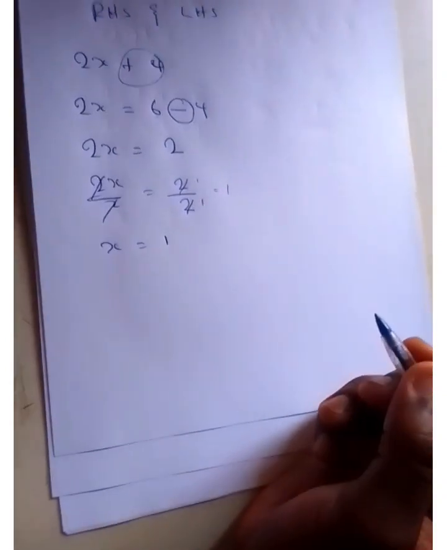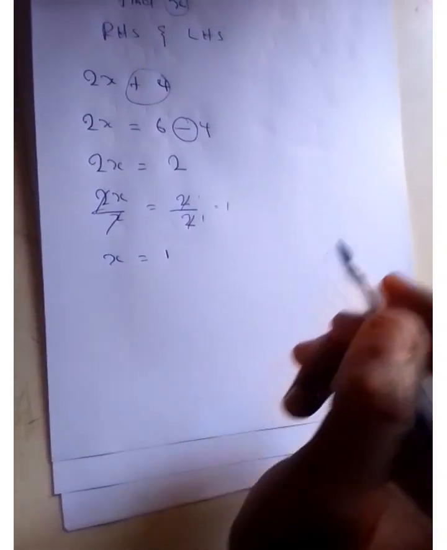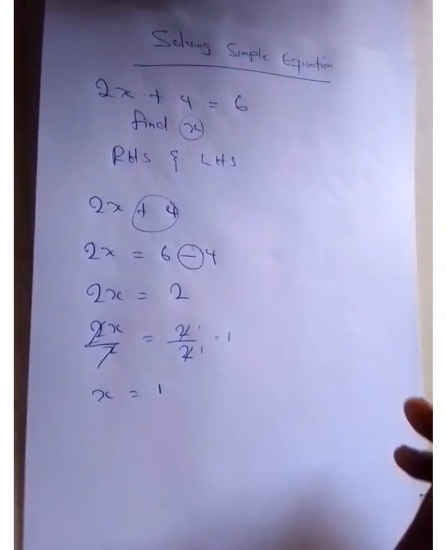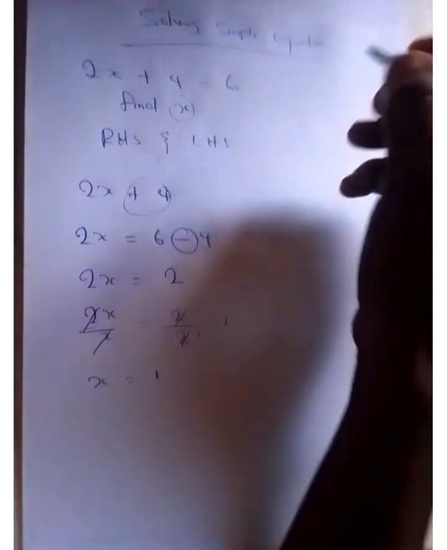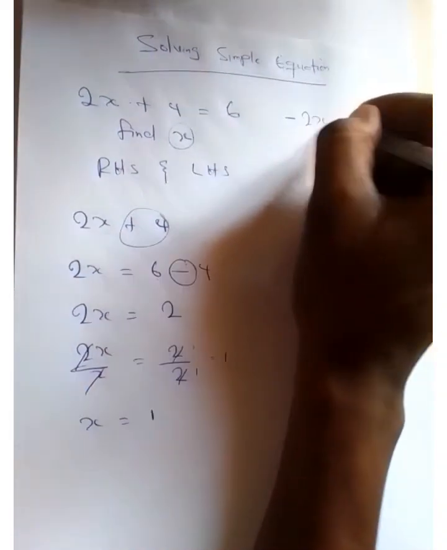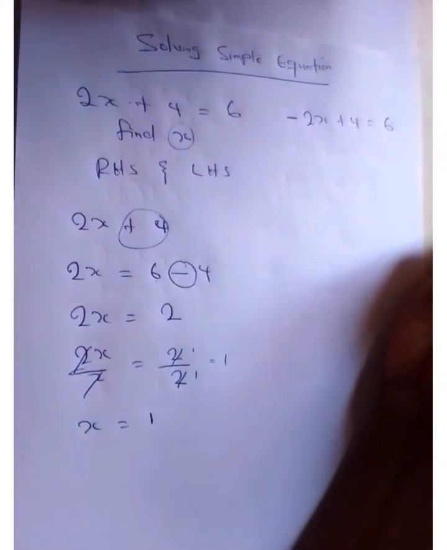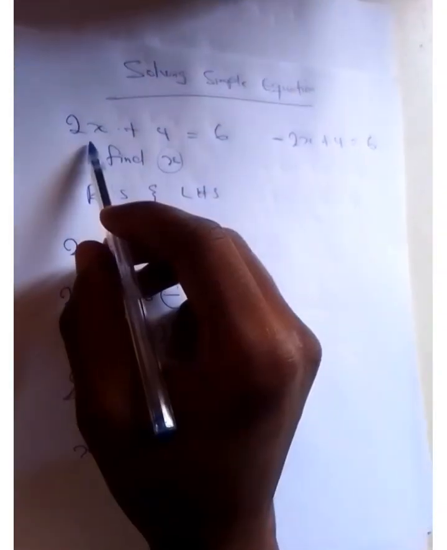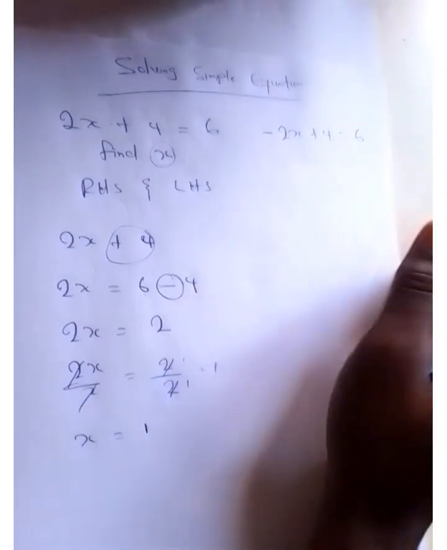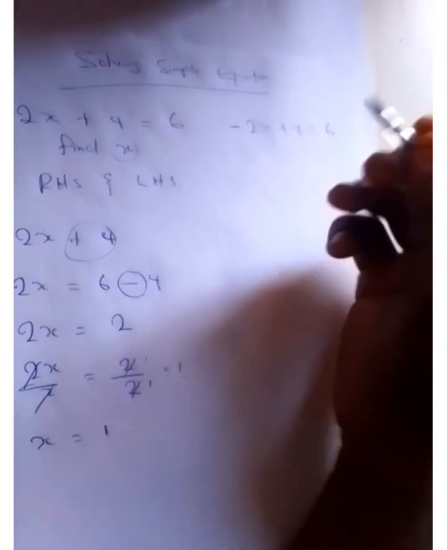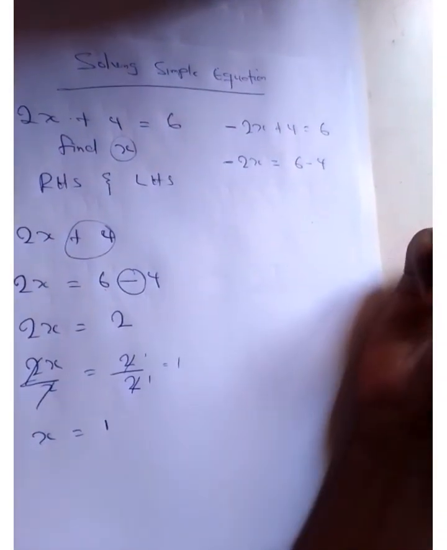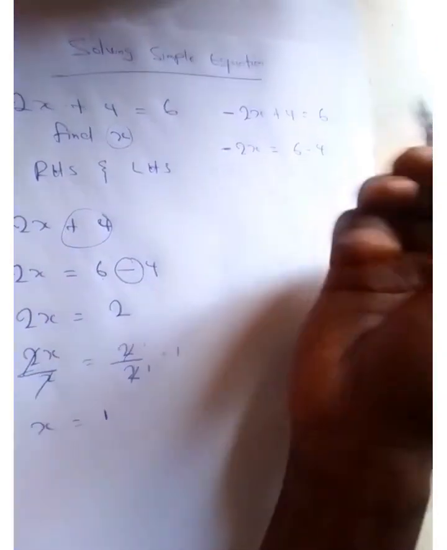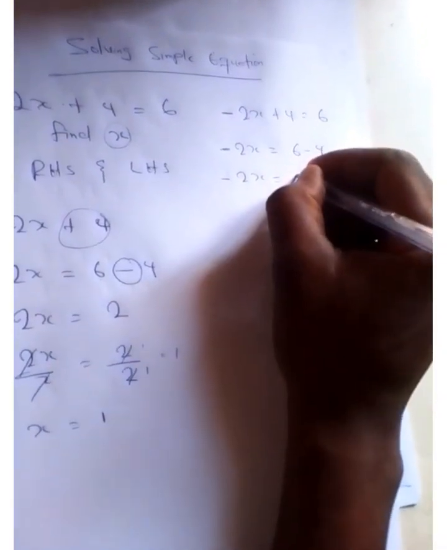Okay, so if it is so, then let's take another example, or rather the same equation with different signs, and let's see how it works. For instance, now we have negative 2x + 4 = 6. You see, this is quite different from this. Here we have positive 2x, here we have negative 2x. Now applying the same principle, we have negative 2x = 6 - 4. So 6 - 4 is still 2, so we have negative 2x = 2.